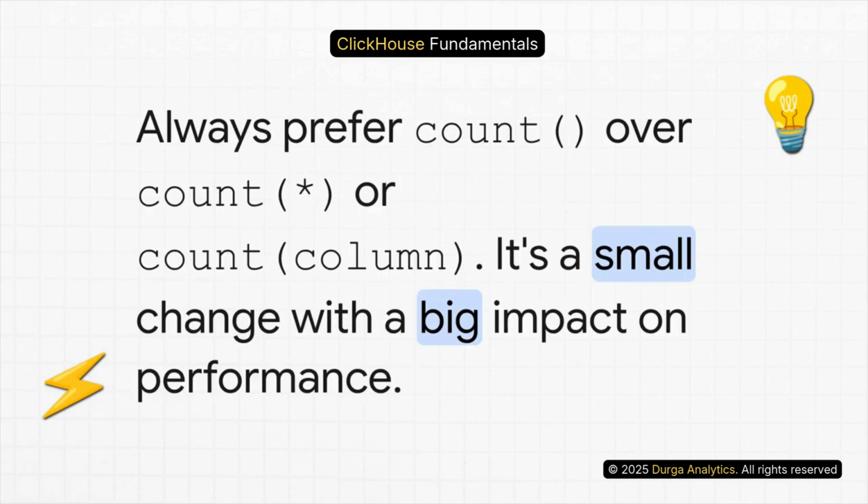And here's your first pro tip, so listen up. For the absolute best performance, you have to use count with nothing inside the parentheses. Just count(). While count(*) or count(column) will work, ClickHouse is incredibly optimized for the empty count. It seems like a tiny detail, but trust me, it can make a huge difference in your query speeds.